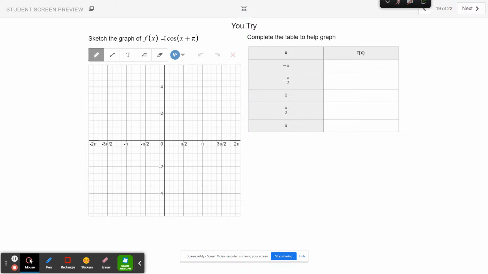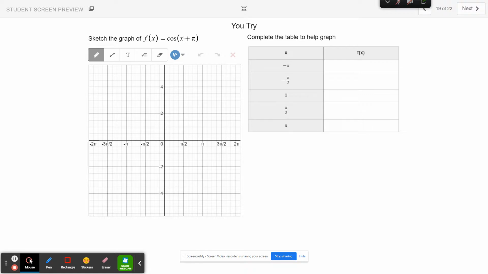Sketch the graph of cosine of x plus π. So that's my h. Cosine is being shifted to the left π units. So I still want my table values to show one complete cycle. And since it's been shifted to the left π, I'm going to start at negative π. I'm going to go all the way to π. The period's still 2π, so I'm still counting by half π here. So if I just plug these in, what am I going to get?